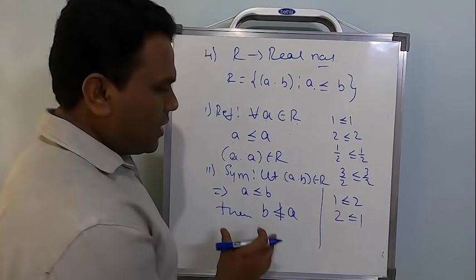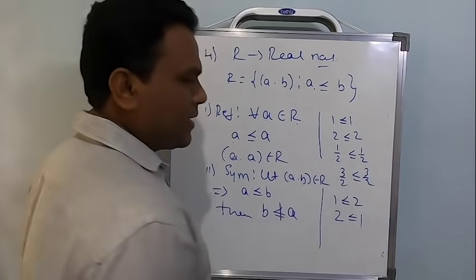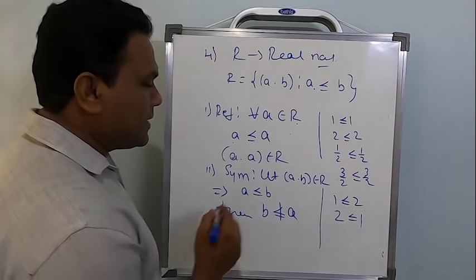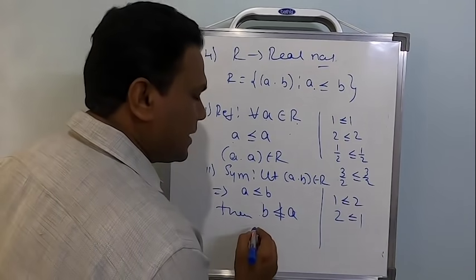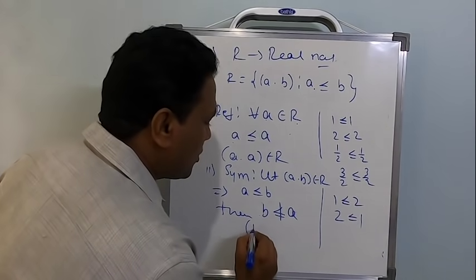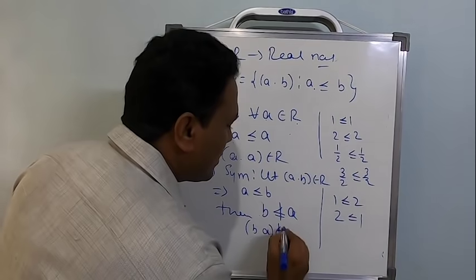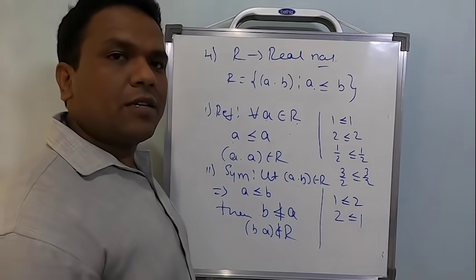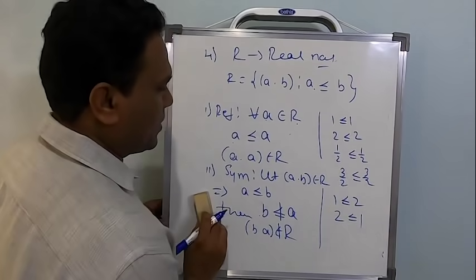It's not possible. If you are unable to understand every time I am writing examples, you can just make a note of this. Then, if B is not less than or equal to A, then ordered pair B comma A does not exist in the relation. So hence the given relation is not symmetric.